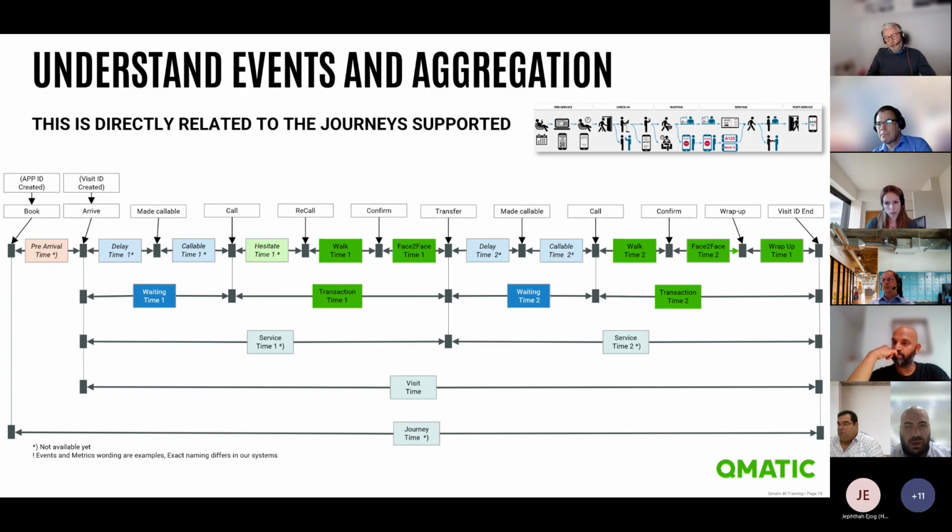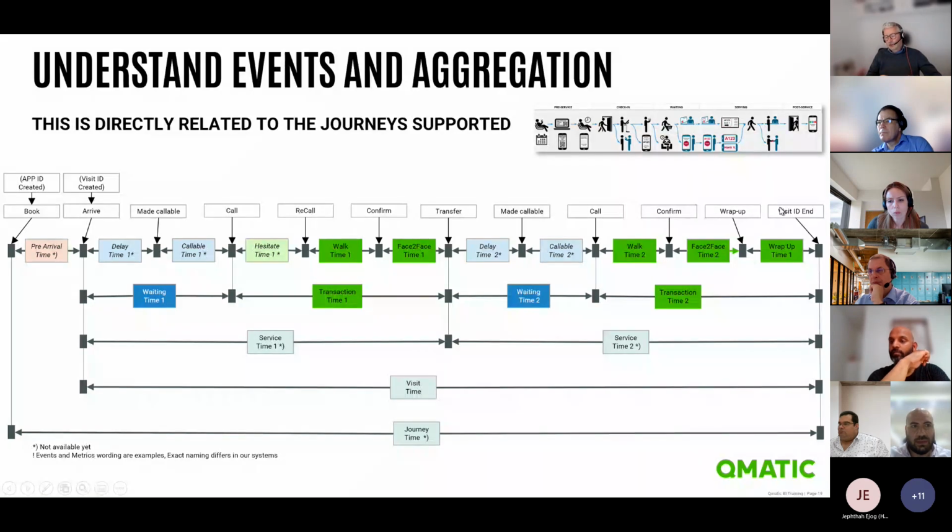And this is just a drawing of what happens in a system. It's just an example, you could say. But this is customers who book an appointment. They arrive for their appointment. They are called for their appointment. They might be recalled. There's a confirm function here. In this case, the customer is also transferred, is made callable. I will leave that for now, but you put them in a holding queue or in holding status before they can be called. They're called, that's confirmed again, wrap up and visit end.